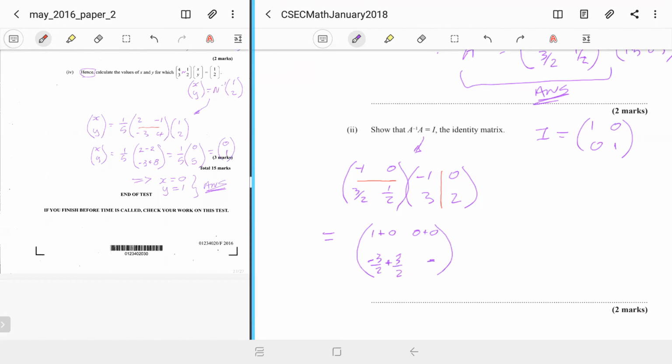And then the element here now is second row, second column. That's supposed to be equal to 1 when we finish. Watch it now. This times this is 0. Half times 2 is 1. So it becomes 0 plus 1, which equals 1. This will equal to 0, this will equal to 0, and this will equal to 1. And that is the I matrix.